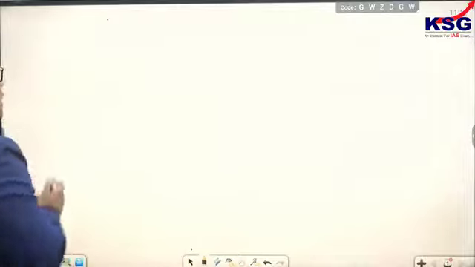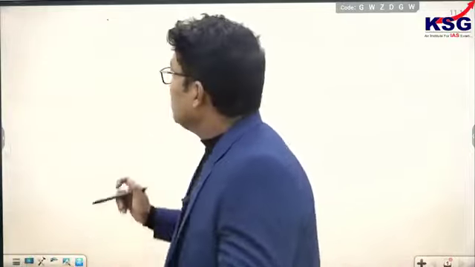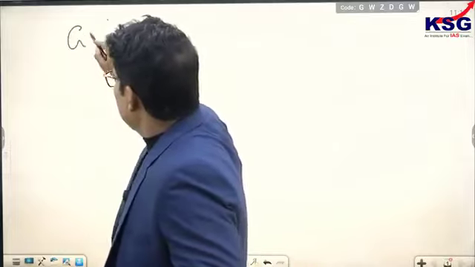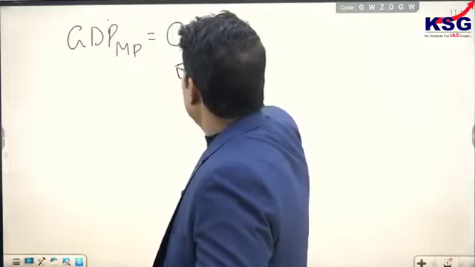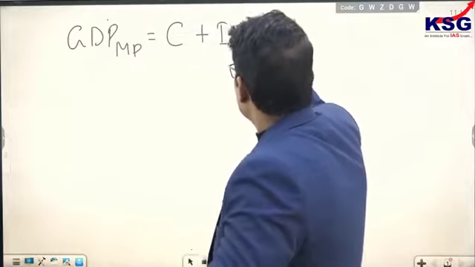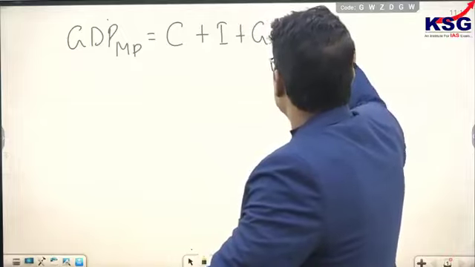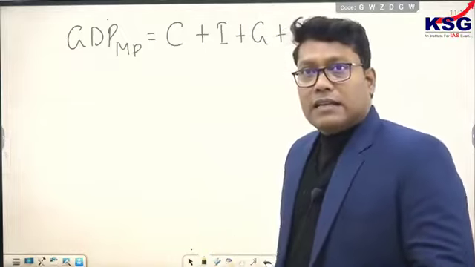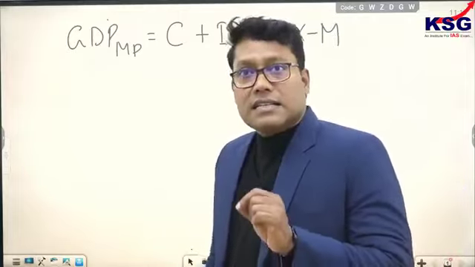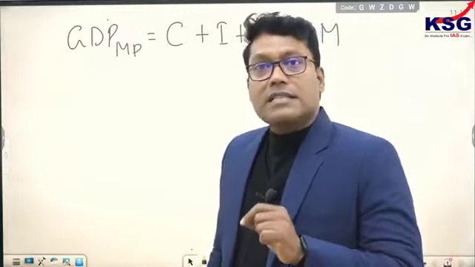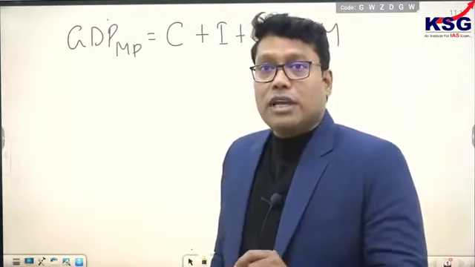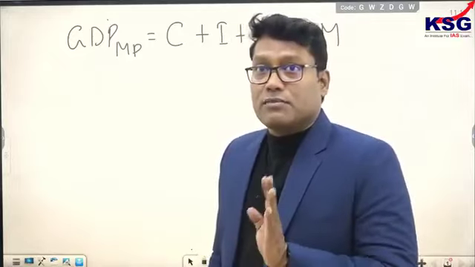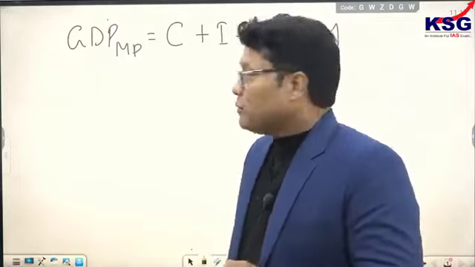Fine, dear. So in the expenditure method of GDP, we discussed that GDP at market price we get by adding C plus I plus G plus X minus M. You remember this? Okay. And here we discussed C is the consumption expenditure. C represents the total expenditure incurred by the households on final goods and services for consumption purposes. That is the meaning of C.